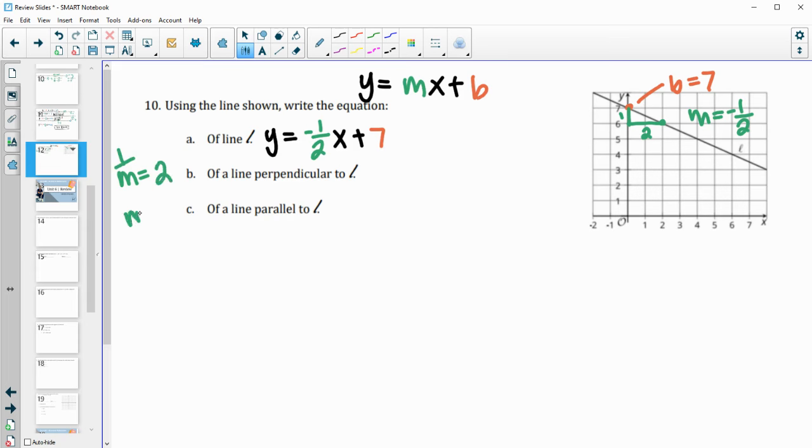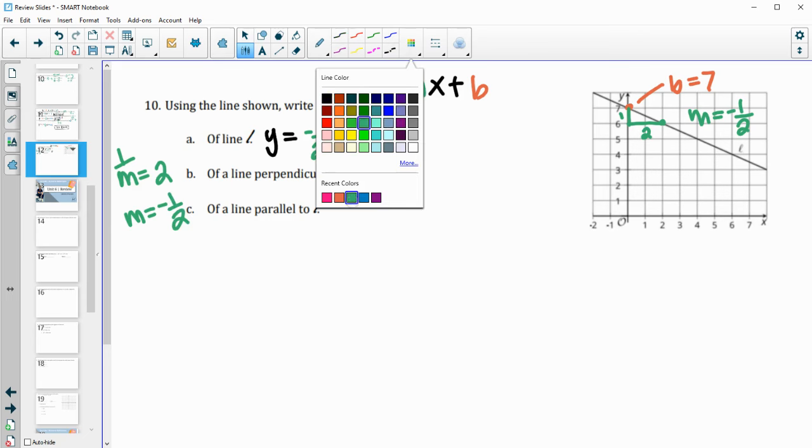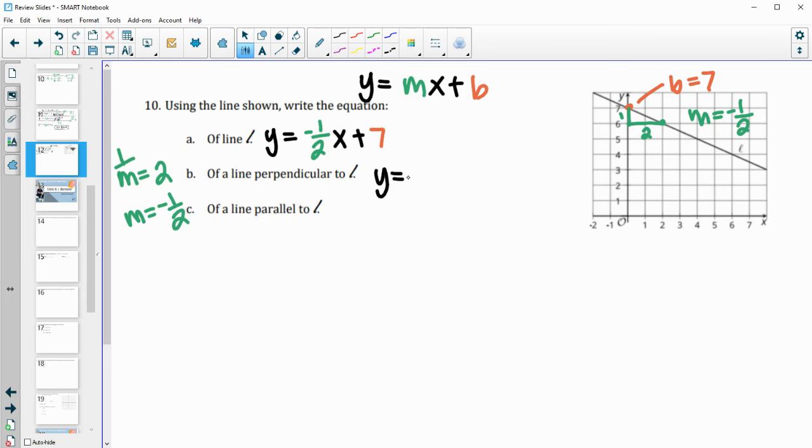And then for parallel, it needs to be negative 1/2. The rest of it doesn't matter, so you can write any equation you want, so long as this says 2x, and then it can be plus or minus anything else right here. And then for parallel, it needs to be y equals negative 1/2 x, and then anything else.